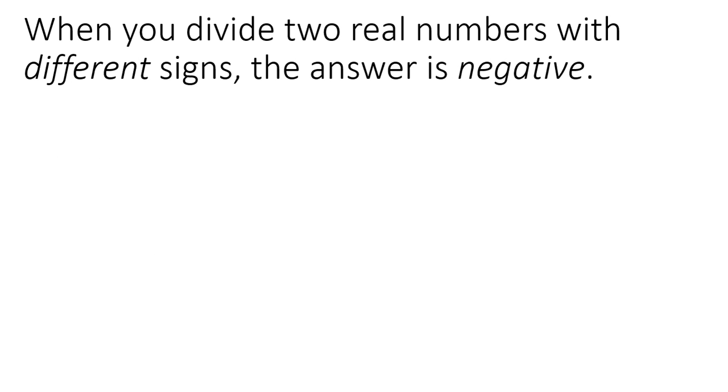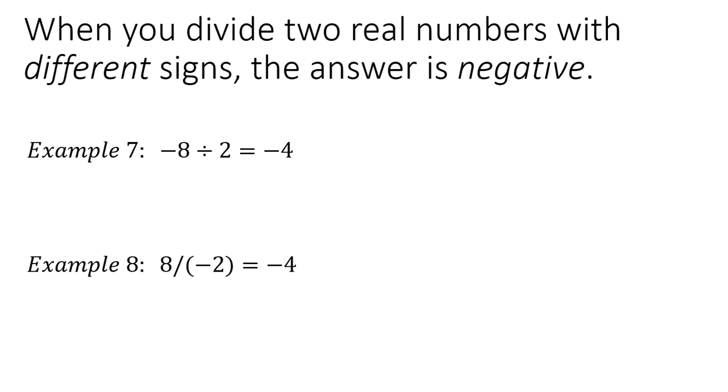And last, when you divide two real numbers with different signs, the answer is going to be negative. And so example 7, we have negative 8 divided by positive 2, and that will give us negative 4. And then example 8, we changed the 8 to a positive and the 2 to a negative, and so the answer is still going to be negative 4. So 8 divided by negative 2 is equal to negative 4.